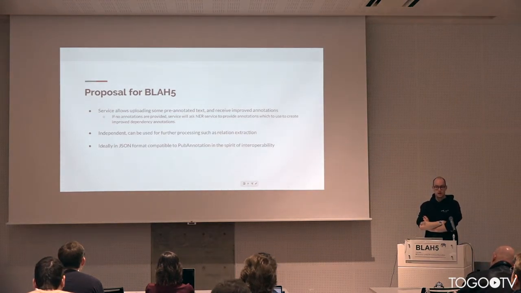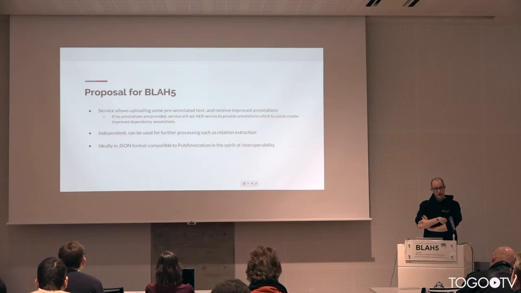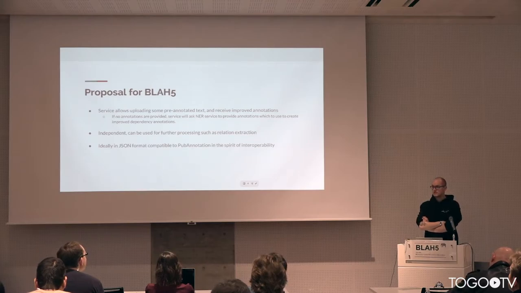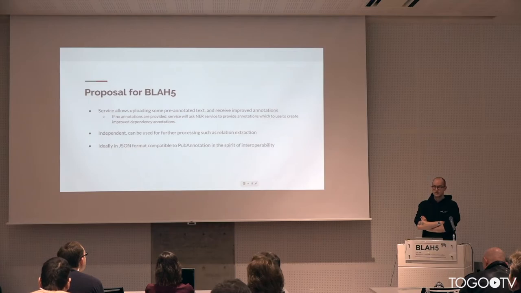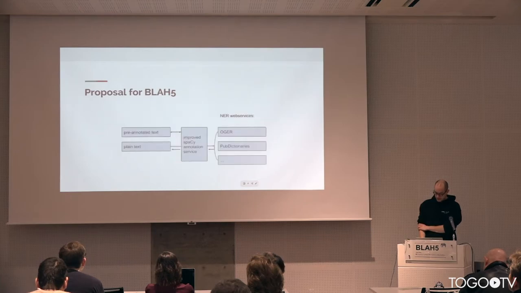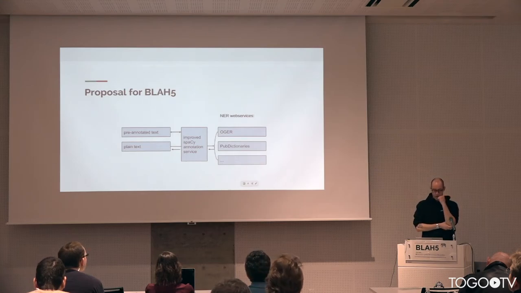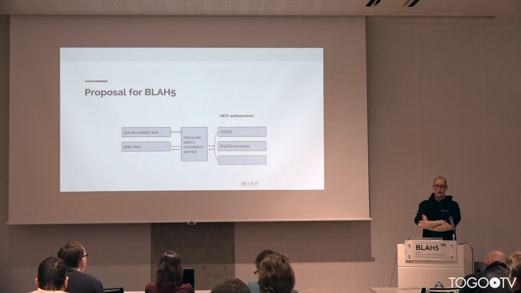Exactly. So the service will allow you to upload a pre-annotated text and get improved dependency annotations returned. Obviously, the format of communication will be JSON and in a way so that it can be easily integrated with PubAnnotation, for example, and made as independent as possible so that we can either plug in Jensen or Ogre or PubDictionaries for obtaining the entity information. Okay, that is our project for the next couple of days.